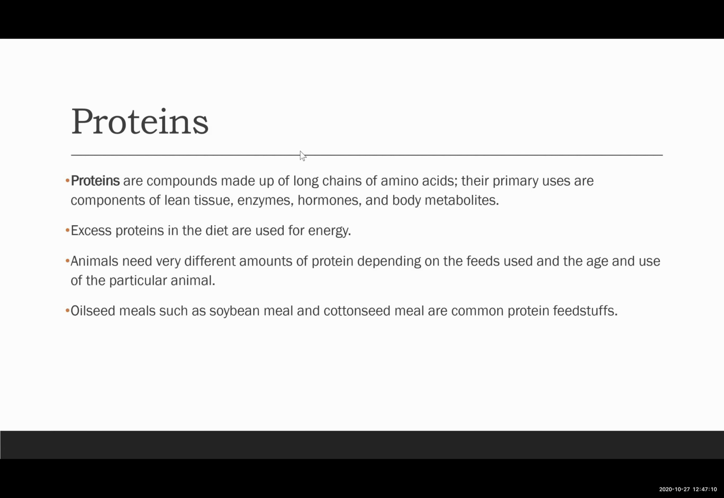All right, as they become older and enter the breeding stock, that protein requirement is not as high because they are not growing. And then if you keep an animal to senescence, which is when the animal is really old and starting to degenerate, the protein requirement is very, very low at that point. Common protein sources that we see in the industry are oilseed meal, soybean meal, and cottonseed meal.